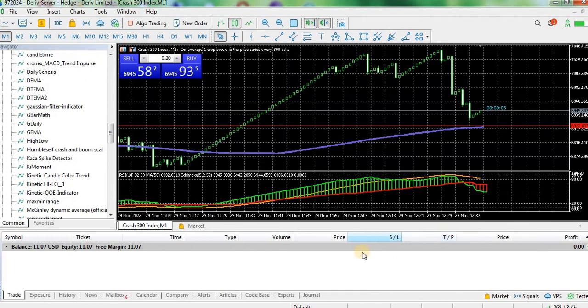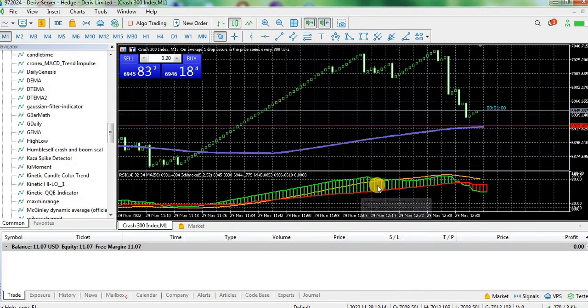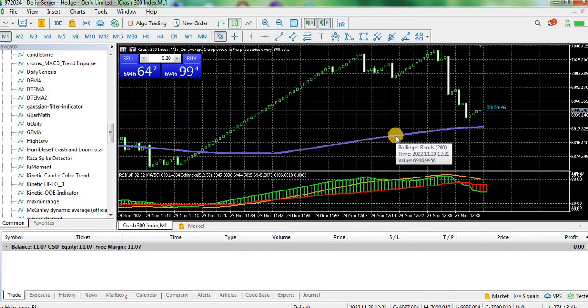Now today on this I'm using RSI, then Ichimoku here, then here I'm using BB. This is what I'll be using today. This is one of the settings I have there.